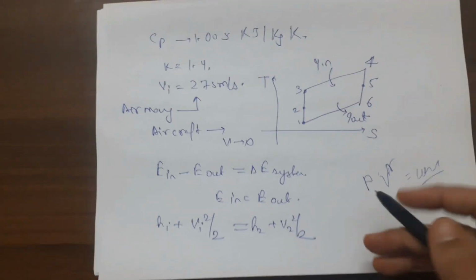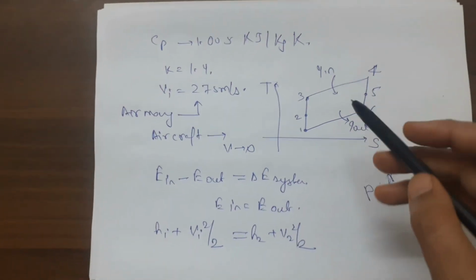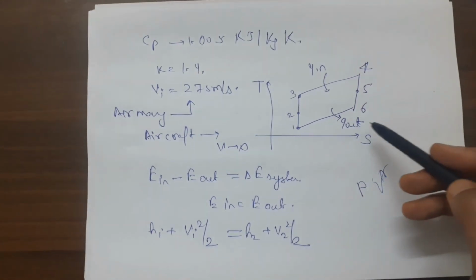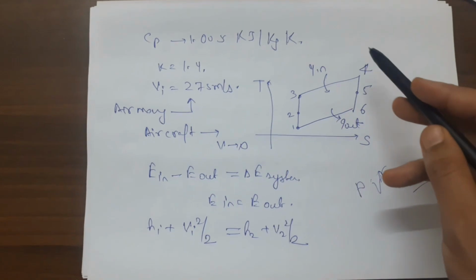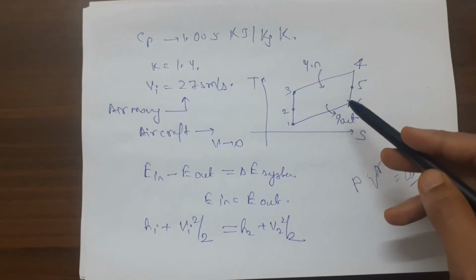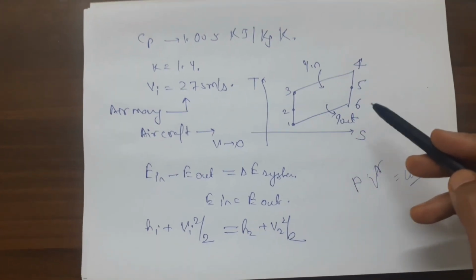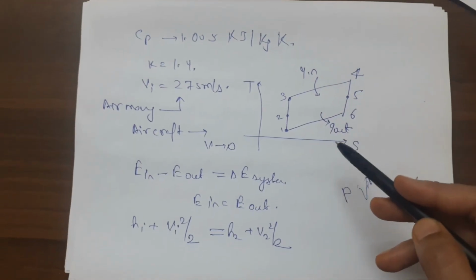V is inversely proportional to P in case of an isothermal process. Okay, so this is the equation for the polytropic process, and this is the T versus S diagram for this process, and these are the pathways which are being followed. From 3 to 4 the energy is being given, or the Q is going in, and from 6 to 1 the energy is going out. So it is being divided into 6 steps.